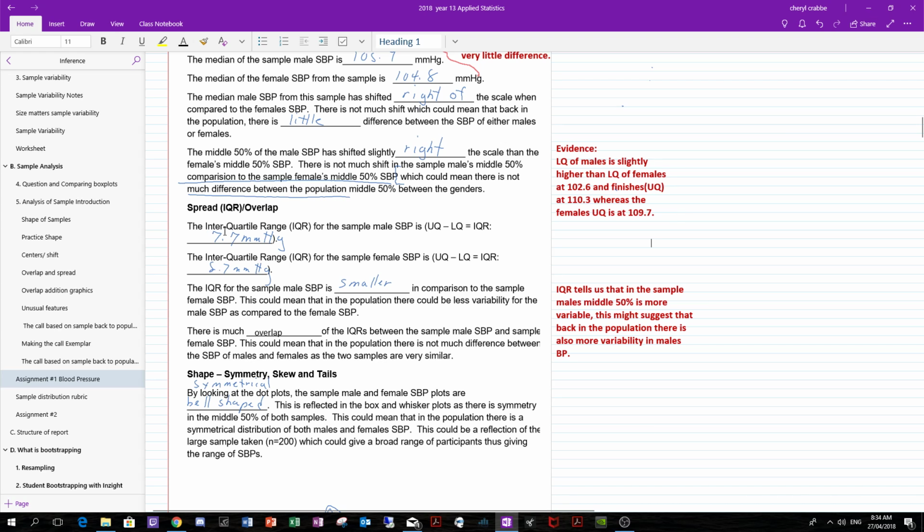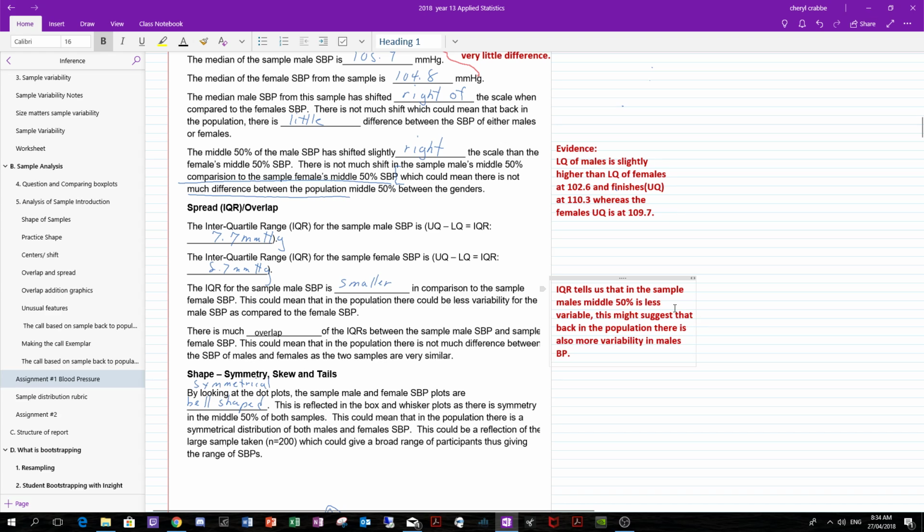So the fact that the males is a little bit smaller means there's less spread and less variability in its middle 50%. So we say that the interquartile range for the sample of males' systolic blood pressure is smaller in comparison to the sample female. This could mean that again in their sample and back in the population there's less variability for males' systolic blood pressure as compared to the females. So spread is just about variability, so you use that word. So the interquartile range tells us that in the sample males' middle 50% is less variable.